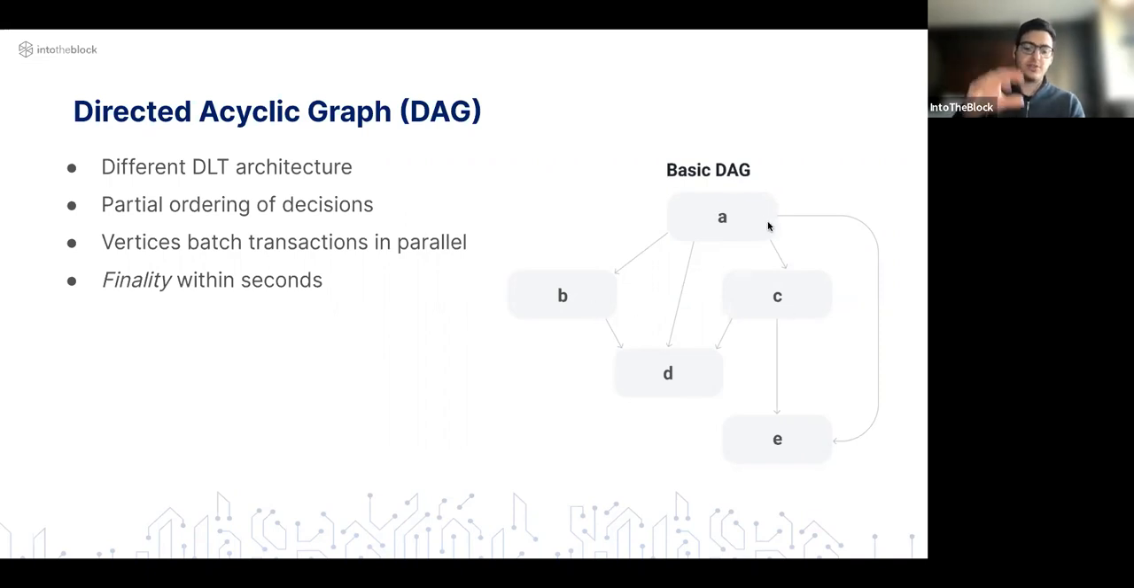while blocks, you can think of as multiple blocks being processed in parallel. Here they call them vertices. Each vertex contains a batch of transactions, and they are run in parallel in order to make the consensus more efficient. It optimizes to be able to reach finality within seconds. What finality means in this case is that you're able to have mathematical proof that the transaction won't be reverted within seconds.